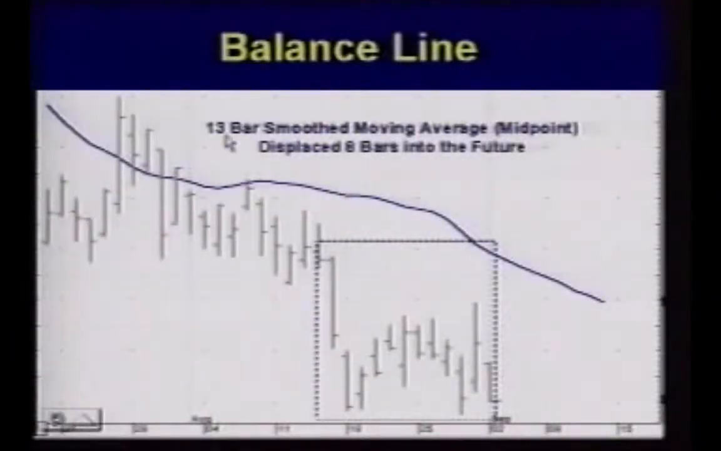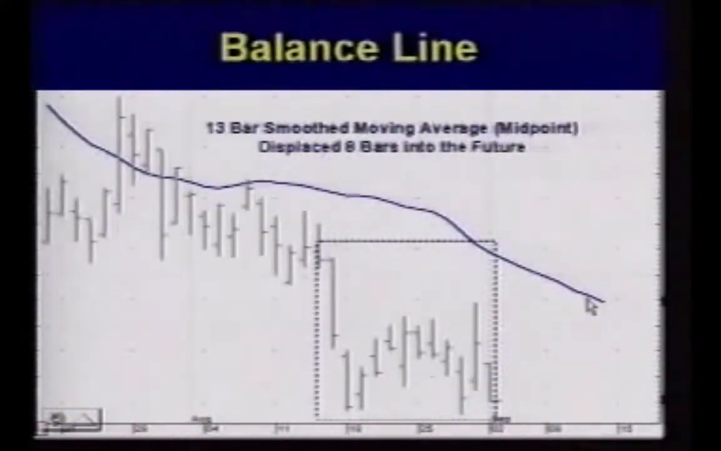This is the balance line, and the balance line is a 13-bar smooth moving average of the midpoint of the price bars that's displaced 8 bars into the future. So looking at it on the chart, if you see this square here, inside this square there are 13 bars. And if you were to take the midpoint of each one of those 13 bars, average it out, what you would get would be this point right here, where the cursor is. And that cursor is offset 8 bars into the future.